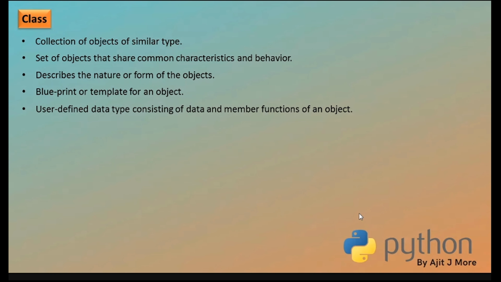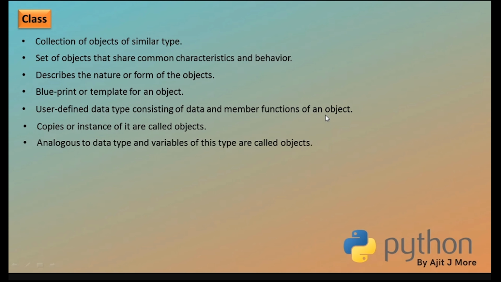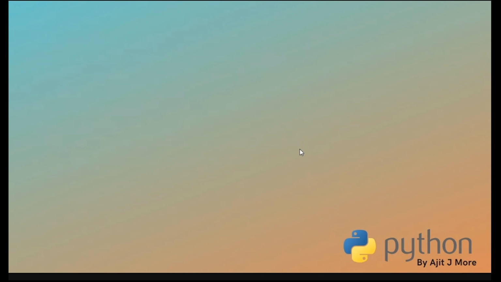Okay. So as I said, class is a user-defined data type, and the variables of that data type are objects. Okay. You can say copies or instance of it are object. And in the programming world, if you relate, class is analogous to data type, and the variables of that data type are called objects. Okay, I hope you understood all this concept. And who takes memory? Object. Template doesn't take memory. Okay, so class doesn't take memory. The copy of that class takes memory.